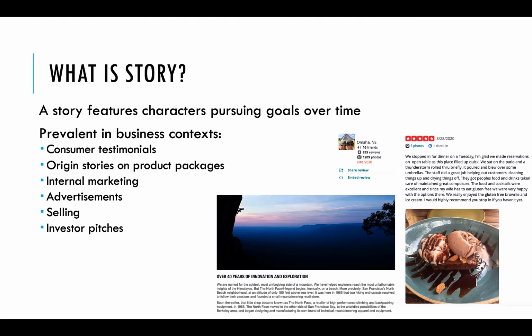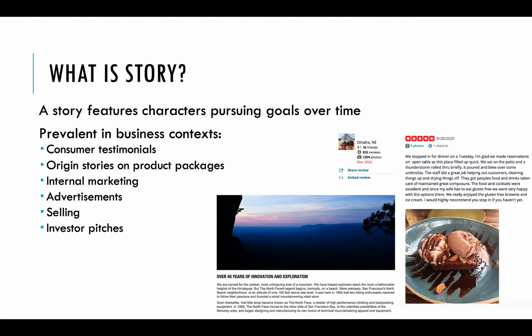We also see stories on websites or product packages describing the story behind either a brand or the product itself, how it was formed, what the founders wanted to do when they began the company. So origin stories is a name for that type of story.